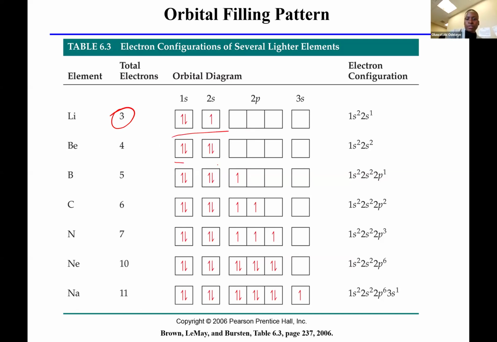Okay, beryllium has 4, here's the fill. Nitrogen has 7. I would, again, first fill that, and then fill that, and then put 1 in each of the p orbitals. Okay. Neon has 10. Here's what that looks like, and so on. And the electron configuration literally is just saying, this is the 1s orbital, and I have 2 electrons there. That's what that 2 means. 1 in the 2s. Here I have 2 in both, and that's what those numbers mean. 2, 2, 1. Again, those numbers, and so on.